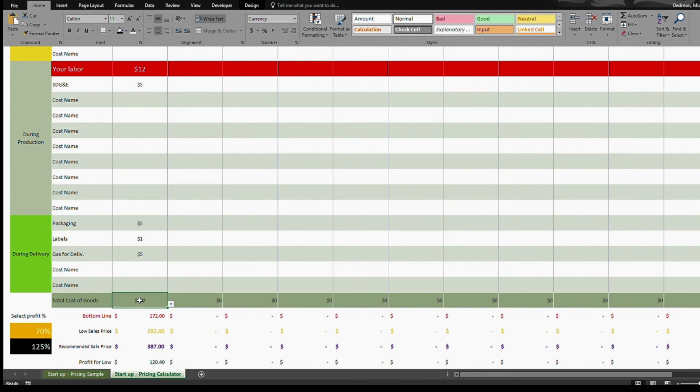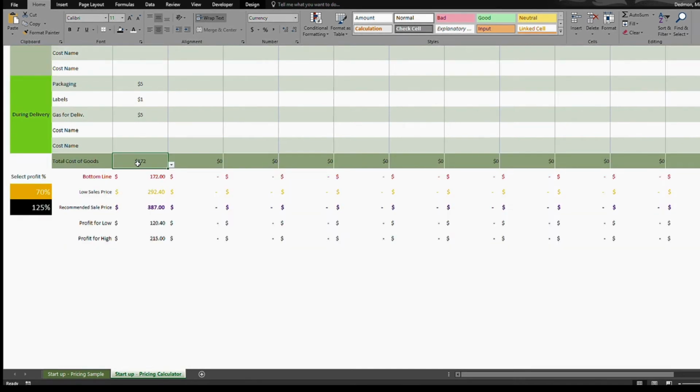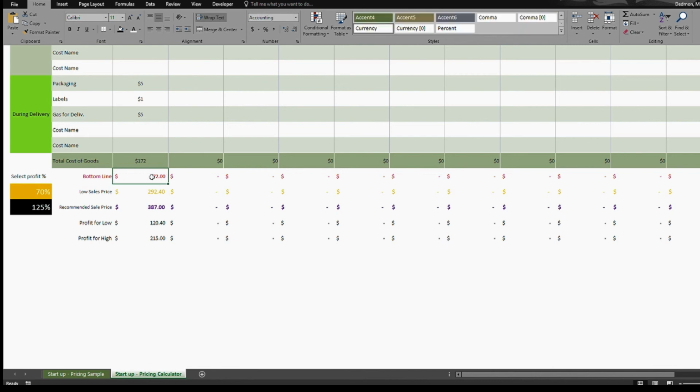Now let's look at the total cost of goods. It's going to cost me out of my business's pocket $172 to actually produce these 12 shirts. Now, remember what I said, bottom line is what it's going to cost you. You want to stay as far away from that as possible.